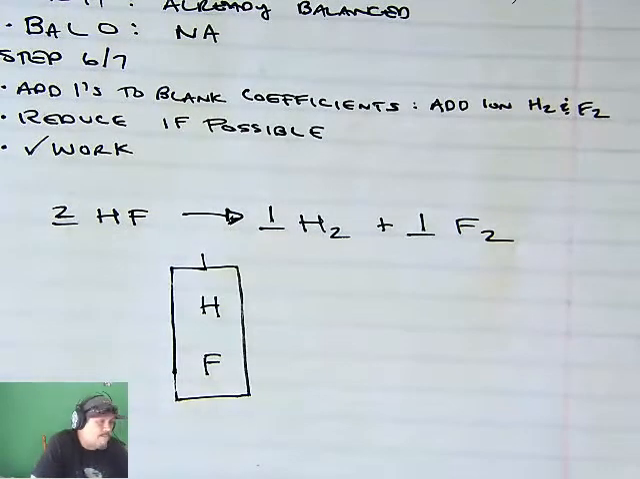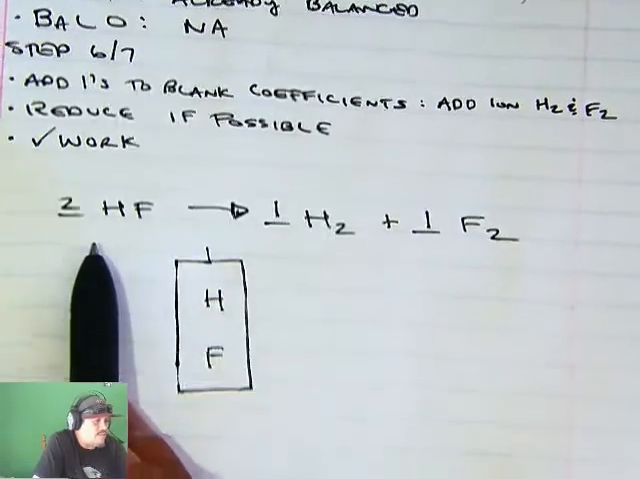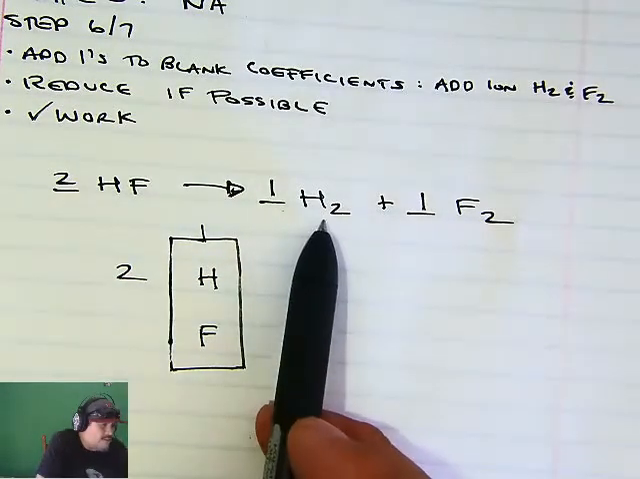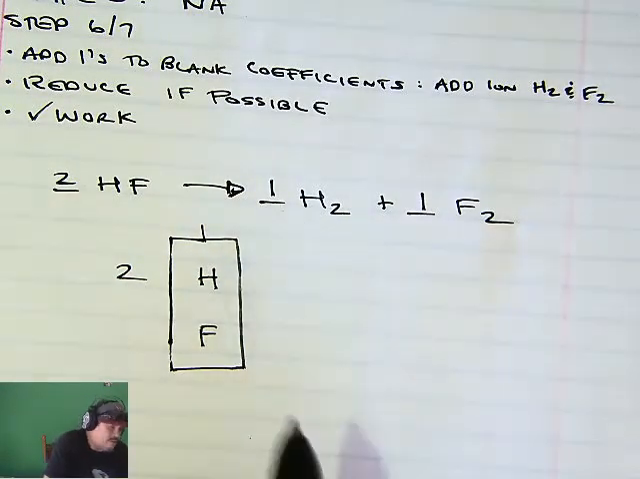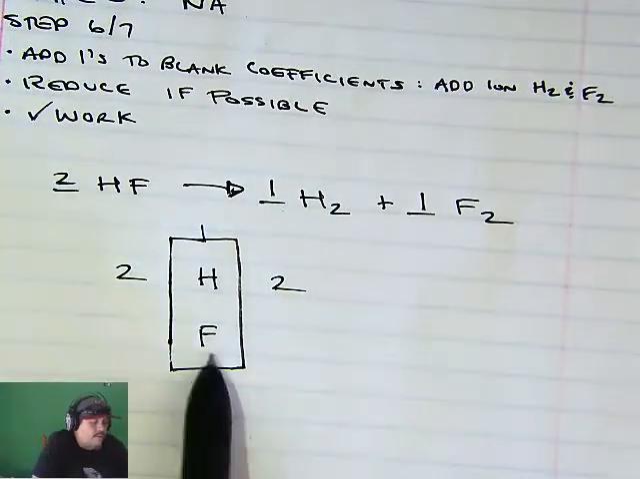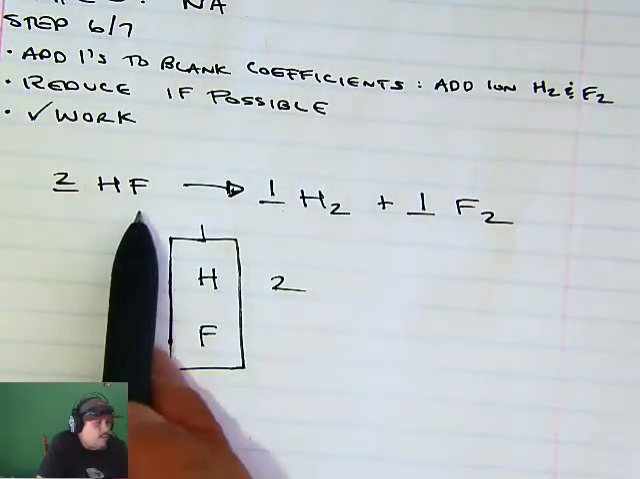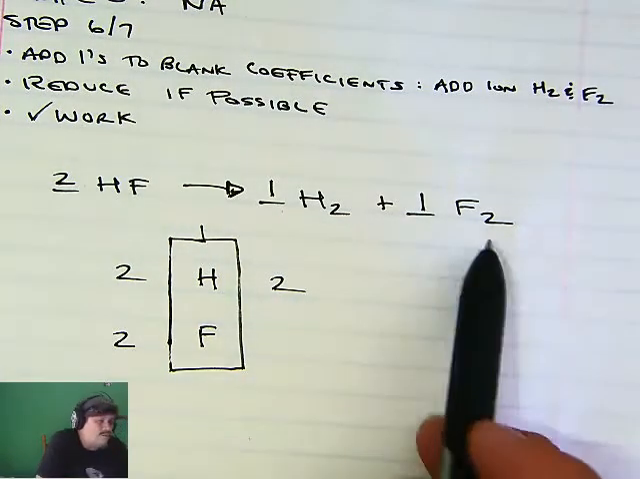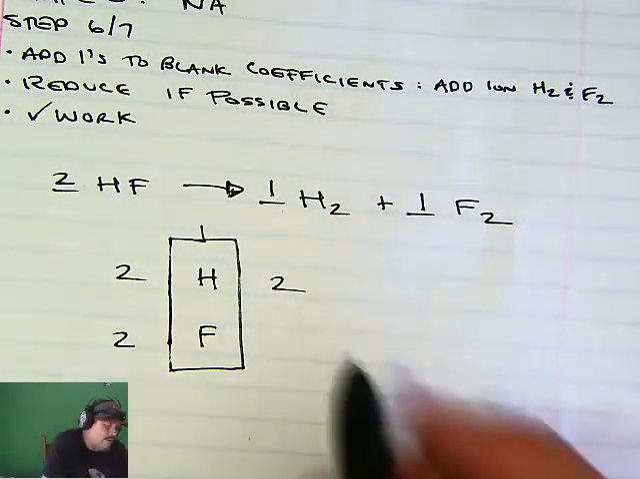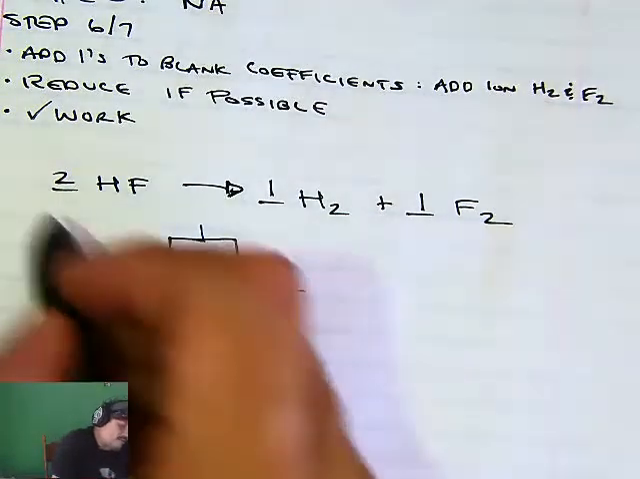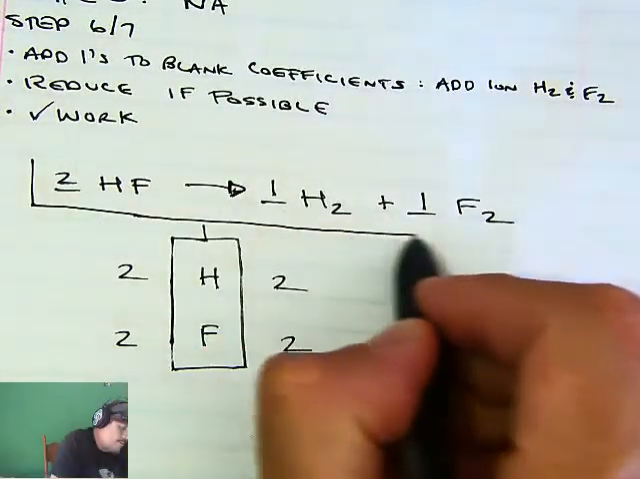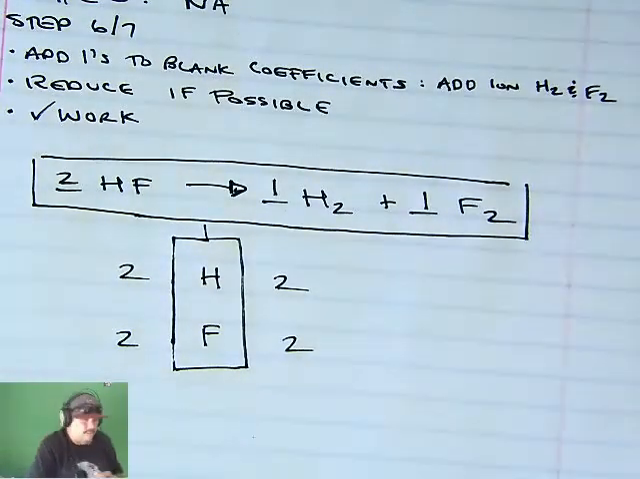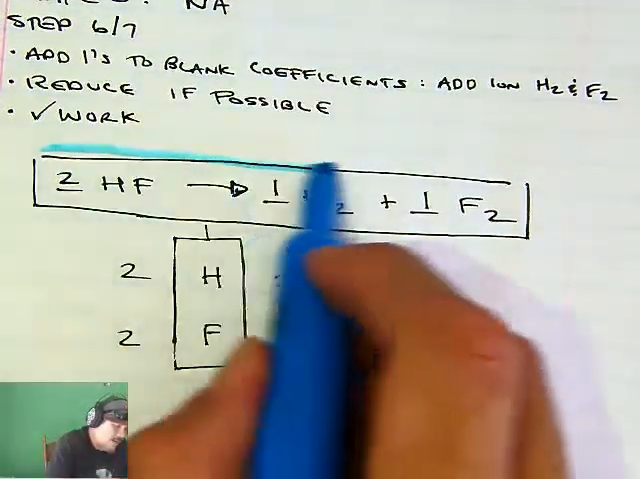Okay, and now I just compare. This side has 2 hydrogen. This side has my 2 hydrogen right there: 2 times that 1 makes it 2. This side right here, fluorine: 1 fluorine here times that 2 makes this 2. 2 fluorines here times the 1 in front of it makes it 2, and it's balanced. So I know that that's a great final answer. Okay, so that'll get you full credit.